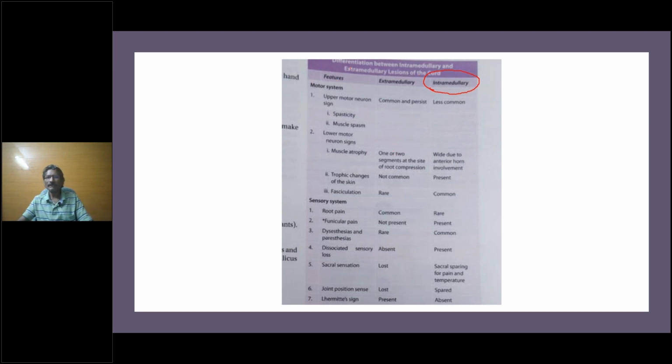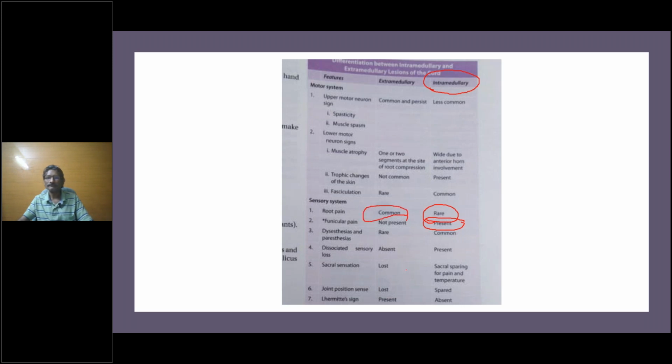Okay, so let me start with this. In an intramedullary lesion, you don't get a root pain, but you get what is called funicular pain. That's again not very common. It is a segmental burning sensation. For example, if L1 is affected, in the location of L1 you will get a segmental burning sensation, which is called funicular pain. So root pain is rare in intramedullary lesions. You may get a funicular pain, and root pain is common in extramedullary lesions, assuming that you are looking at a vertebral or a disc pathology.